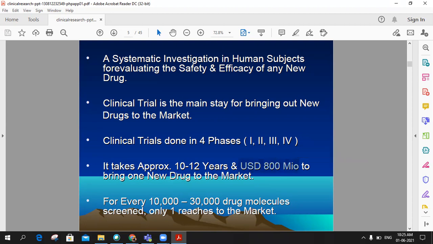This is a very old slide. Now the cost has grown very high, right? So it will take a lot of years to complete phase 1. My trial, which I was mentioning, only phase 3, I worked on for 5 years, right? And the cost of the trial for only phase 3, they have charged $100,000, right? So yeah, for every 10,000 to 3,000 drug molecules screened, only one reaches the market.